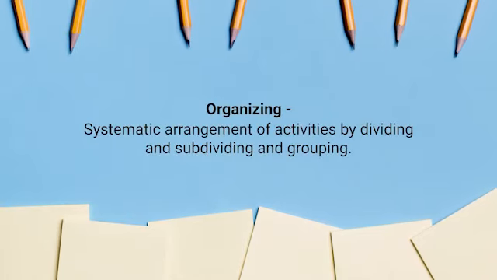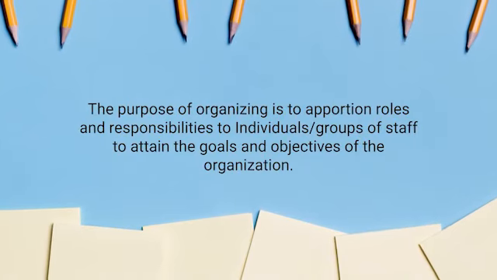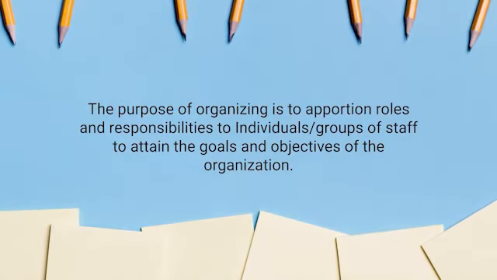So there are very important components we have studied today. I want to reiterate a couple of very important points to remember. All of you should remember. Organizing. What is it? Systematic arrangement of activities by dividing and subdividing and grouping. The purpose of organizing is to apportion the roles and responsibilities to individuals, groups of staff to attain the goals and objectives of the organization.